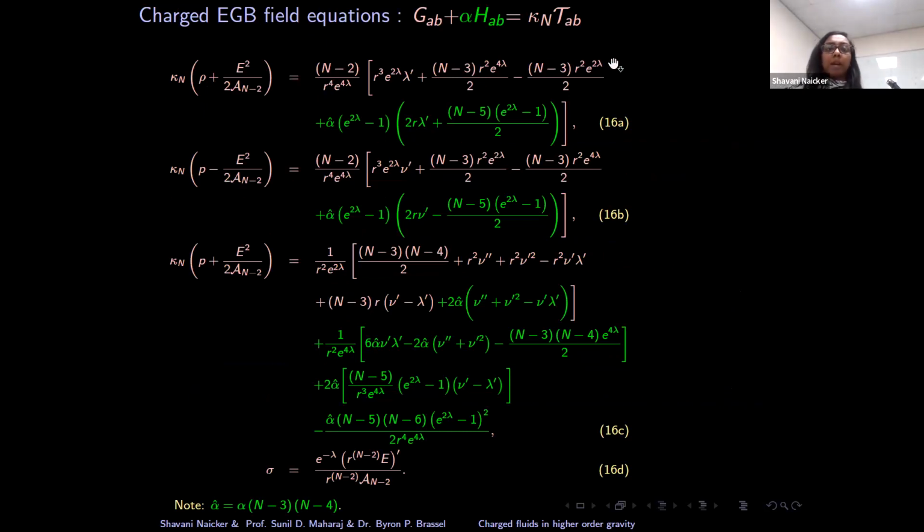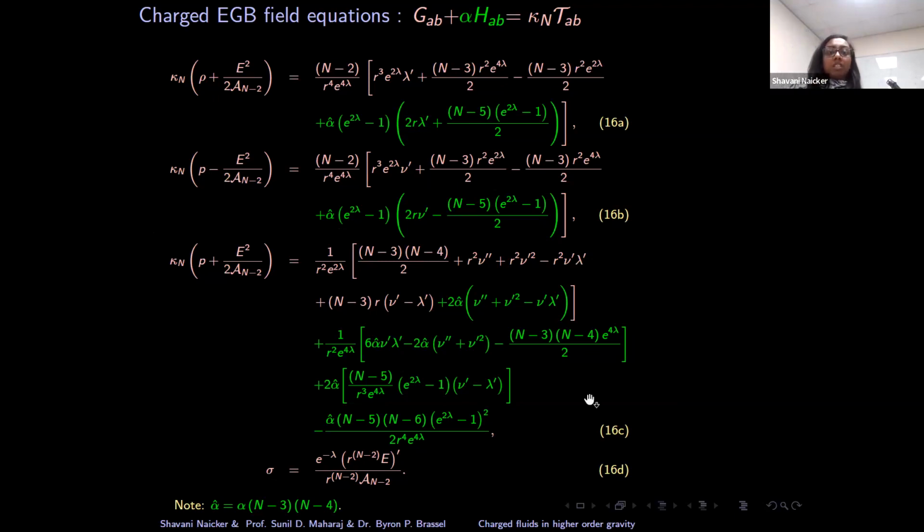Okay, so the curvature and matter give us the charged EGB field equations, which are given by system 16, where rho is the energy density, P is the isotropic pressure, and primes denote differentiation with respect to R, and alpha hat is relabeled as alpha into n-3 and n-4. So these equations describe the gravitational behavior of a charged gravitating fluid in EGB gravity in n dimensions.